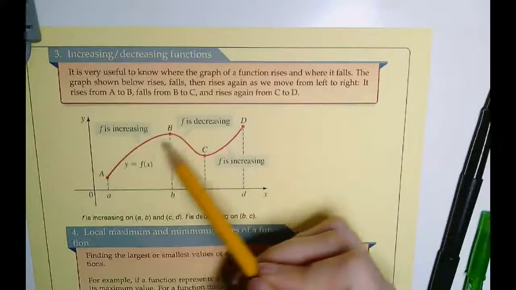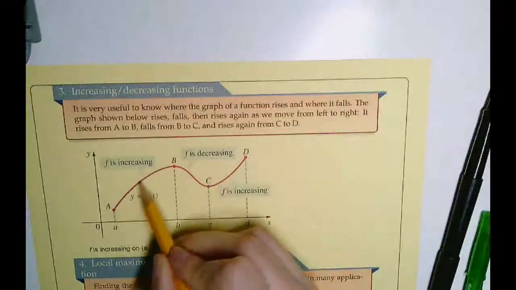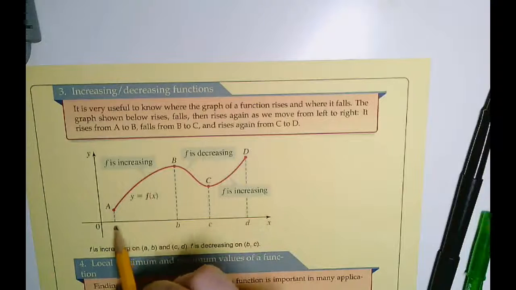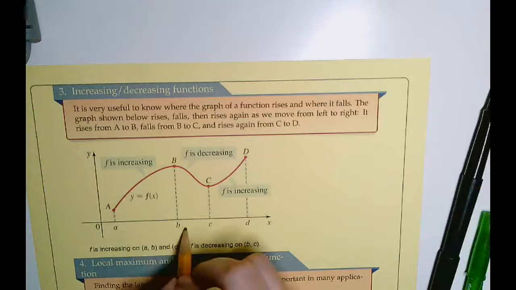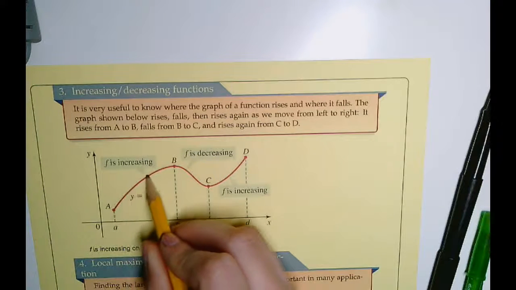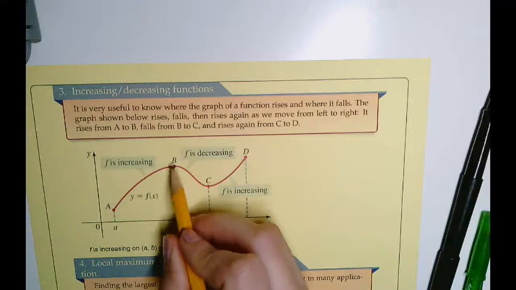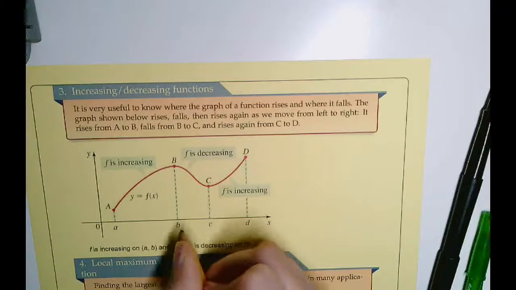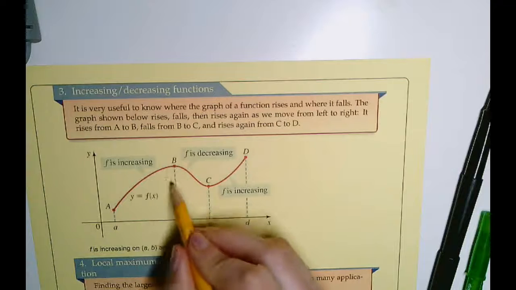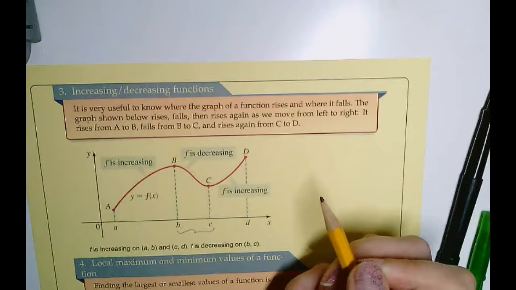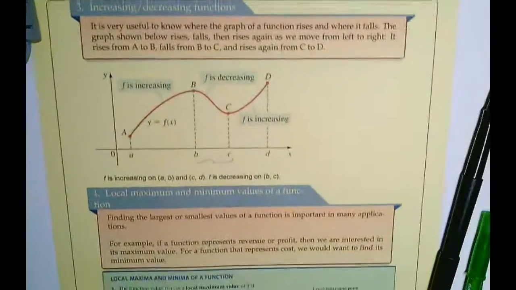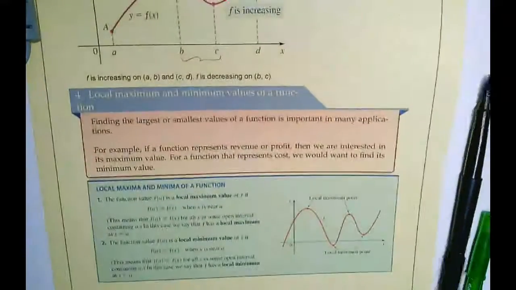And this is just the theory of increasing and decreasing and local min and max. So if I have a function depicted like this, I see that if I look from left to right, on the x interval AB, the y values are increasing. So we say that the function is increasing. As soon as I hit B, from B to C, the function is decreasing, and from C to D, the function is increasing again. The local min and max.